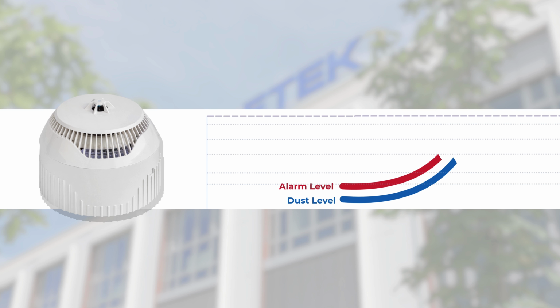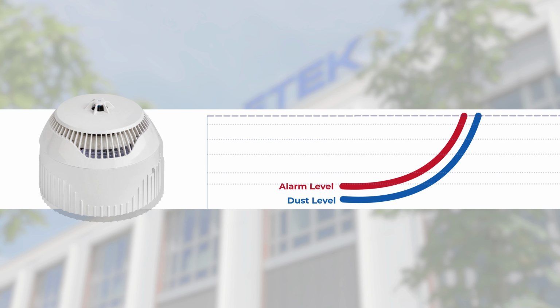With time, the dust level in the smoke chamber is increasing, and the detector is compensating for that by also increasing the alarm threshold. However, each detector has a compensation limit, which means that when this limit is reached, the detector is no longer capable of compensating for the dust level inside the chamber.